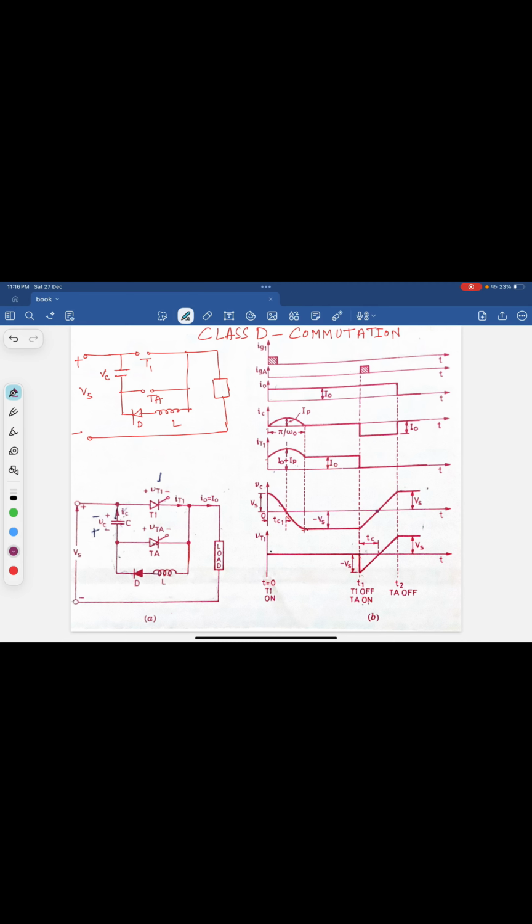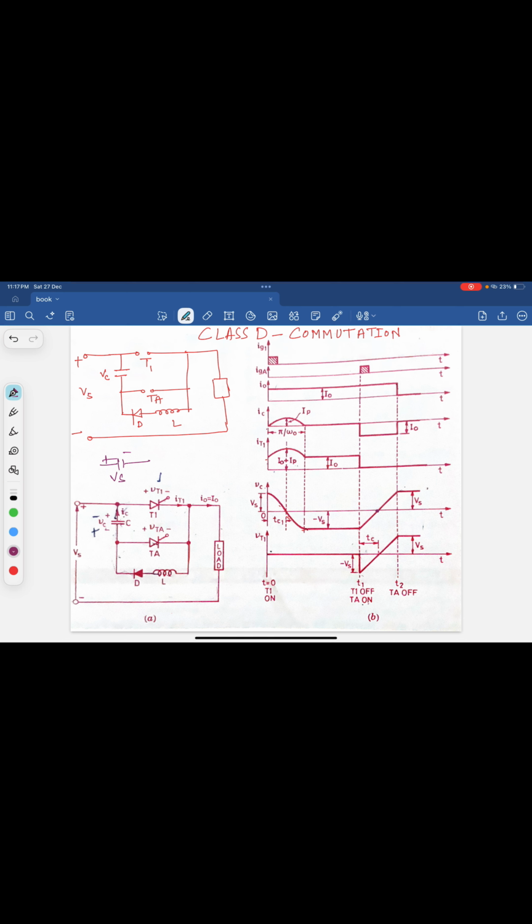Today we will discuss the class D commutation, which is also known as impulse commutation or voltage commutation. As you can see in figure A, Vs is the supply voltage, C is the capacitor which is already charged, Vt1 is the main thyristor, Ta is an auxiliary thyristor, D is a diode, L is an inductor, and this is the load. As I have already discussed, the capacitor is initially charged with the supply voltage Vs. So both potentials are the same and the charging current has no path to discharge.